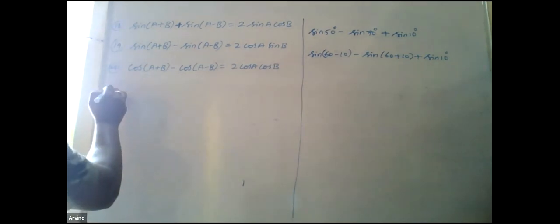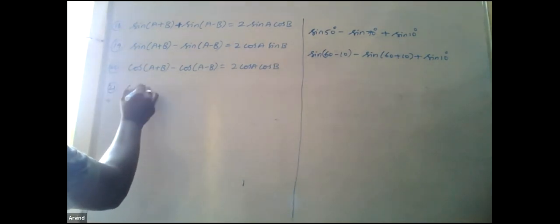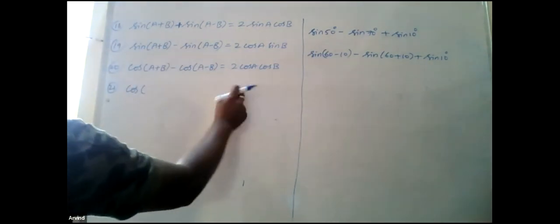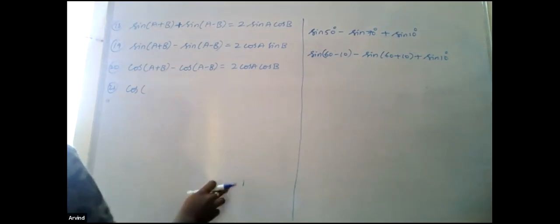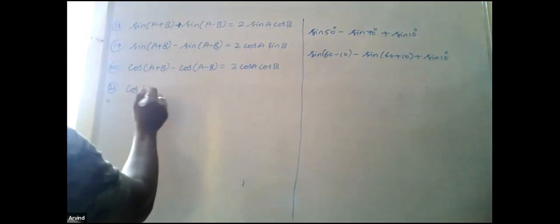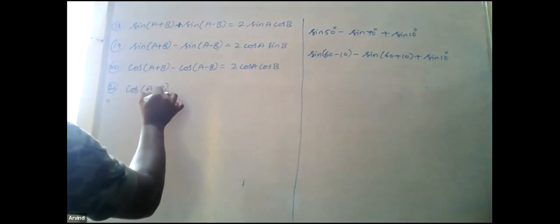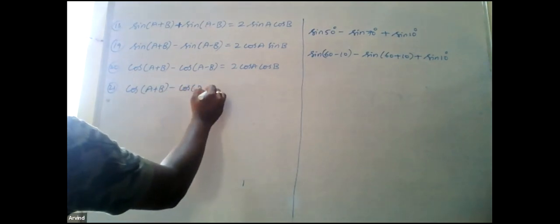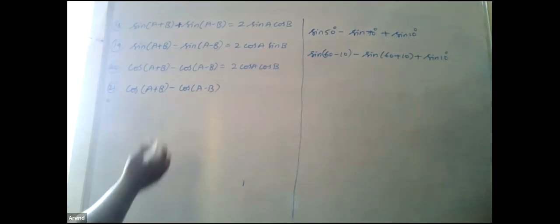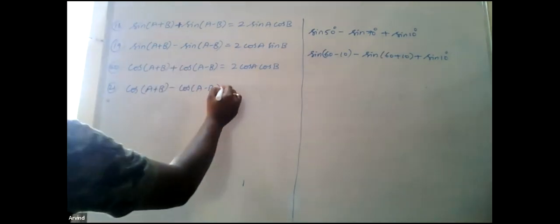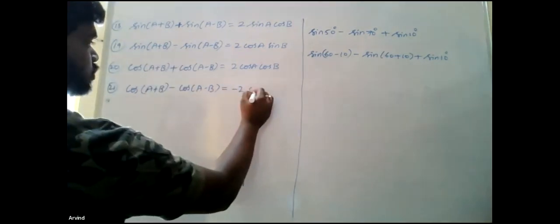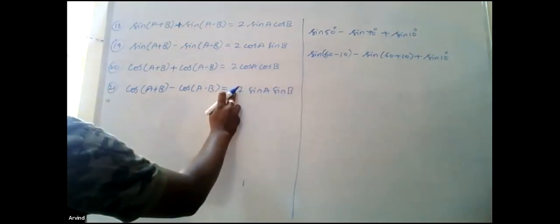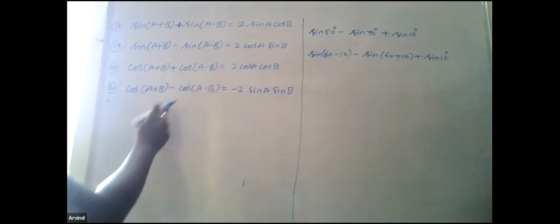Cos of, here a small change. If you write A plus B, then A minus B gets a minus sign. If you want a positive sign, you have to reverse it. So I'll write it as cos of A plus B minus cos of A minus B. Yeah, here I made a mistake. It is minus 2 sine A sine B. Suppose you don't want the minus here, then you have to reverse it.